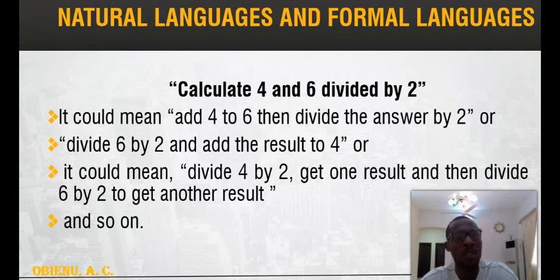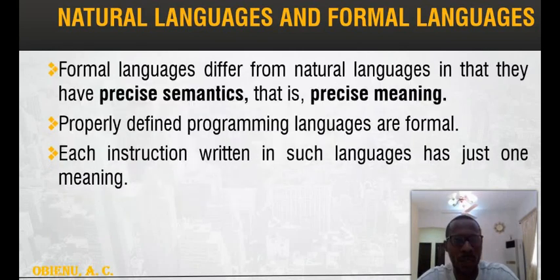It could simply mean add 4 to 6, then divide the answer by 2, or divide 6 by 2 and add the result to 4. Or it could mean divide 4 by 2 and get one result, and then divide 6 by 2, get another result, and so on. Now you can see that we are facing ambiguity because we have more than one meaning for this particular expression that was written in natural language. And that is why we have to consider formal languages.